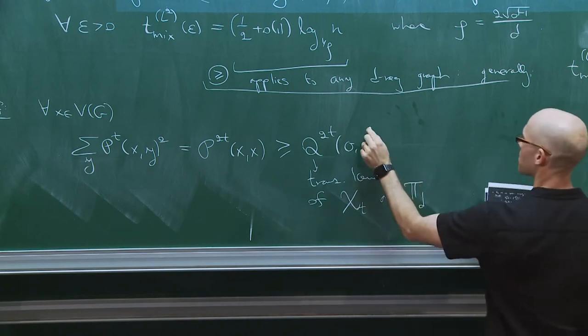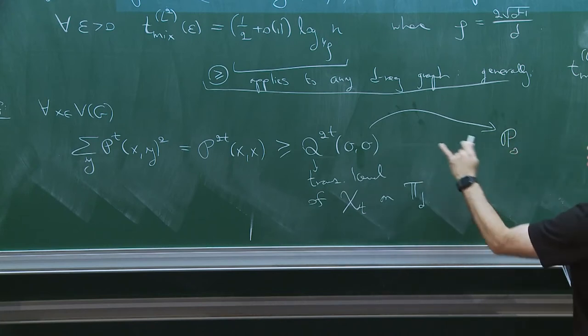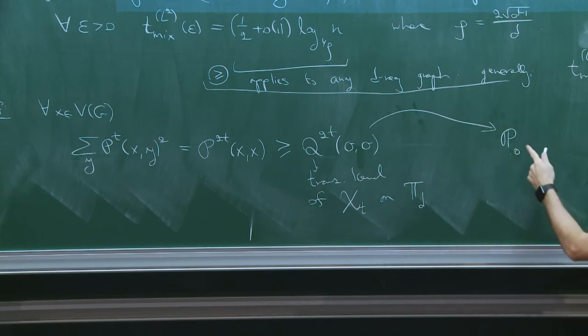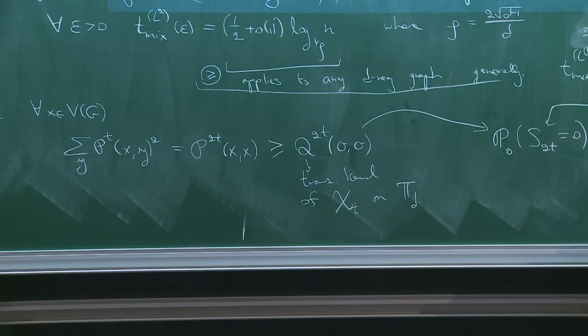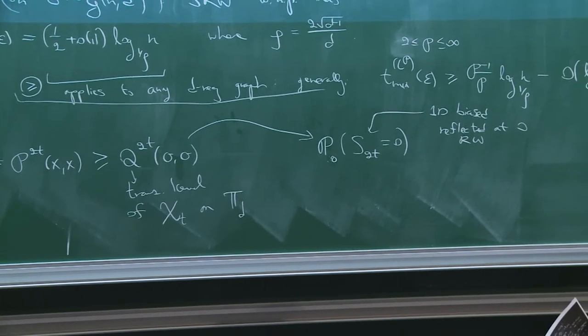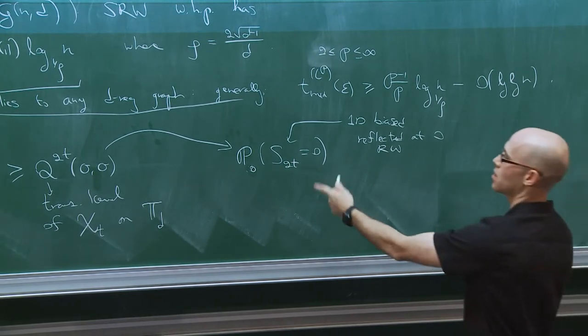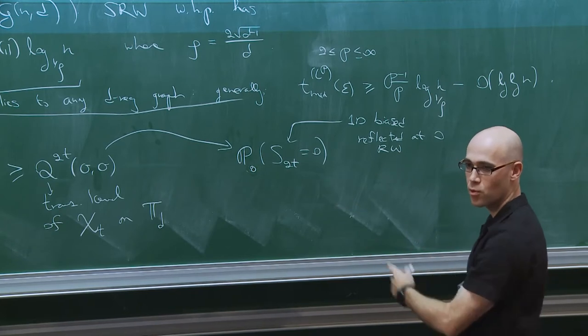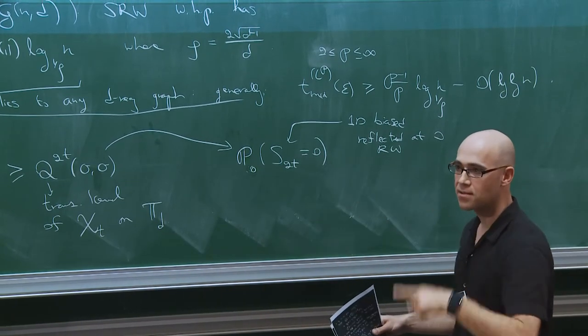But what is this guy? This is nothing but the probability, and you can now say that my o also looks like a zero, starting from 0 that S_t equals 0, where S is the appropriate one-dimensional biased random walk reflected at 0. Because now we are just forgetting that this is a tree, and we just have this biased random walk that goes to the right with probability (d minus 1) over d and to the left with probability 1 over d, and we reflect it at 0 because we don't go to the negative. So this is nothing but the height of X_t.